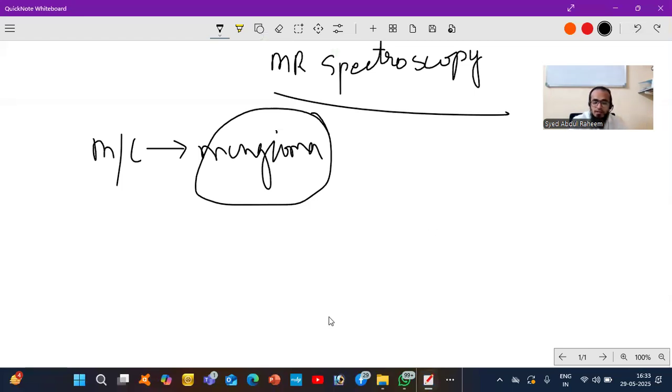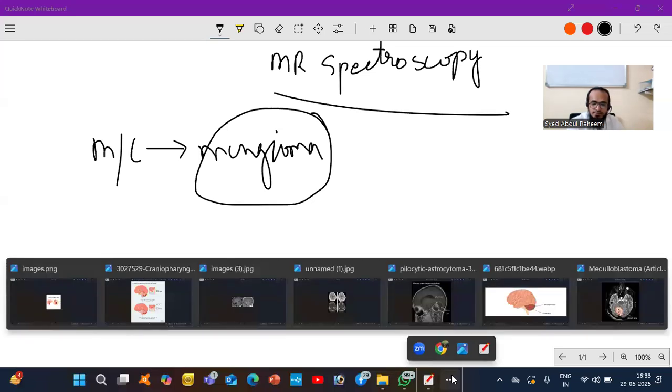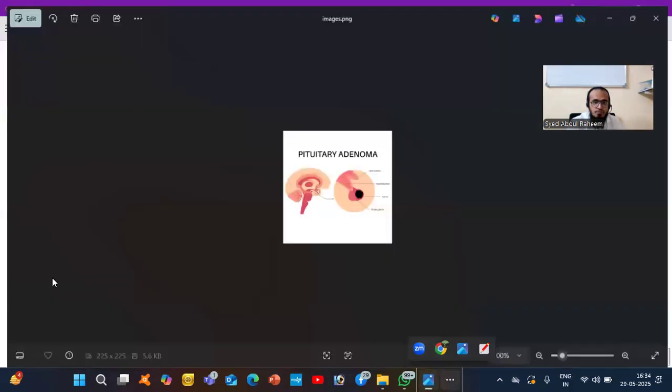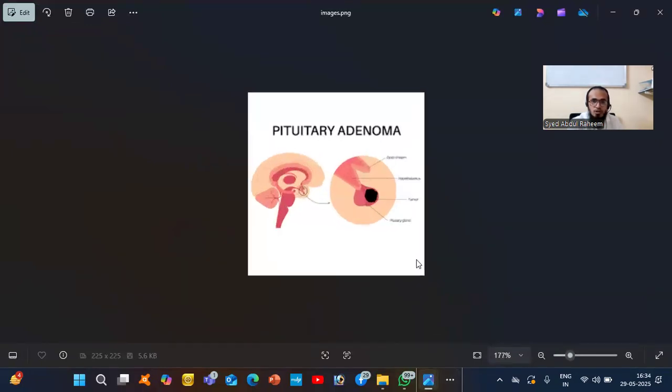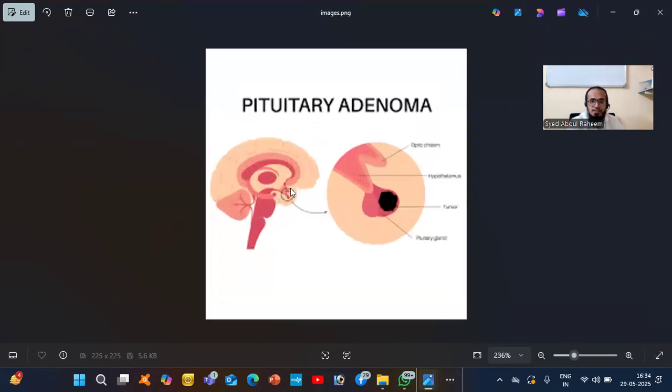The next type of tumor seen in the brain is oligodendroglioma. This is pituitary adenoma. So we'll talk about the pituitary gland. You can see this is a pituitary gland, and in that there is a tumor.